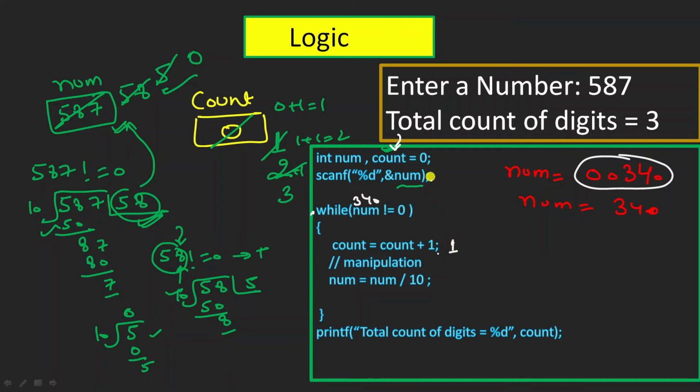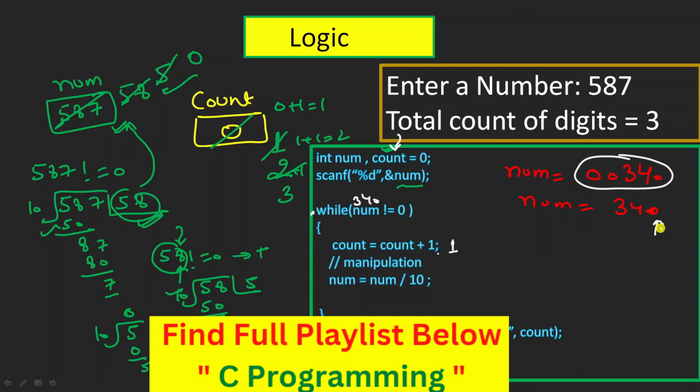So count will become 1, from 0 to 1, right? And I will do the manipulation. I will change this 340 to only 34. So this is 1 digit for which I have incremented my count. Now I will change the 340 to 34 for the next iteration.